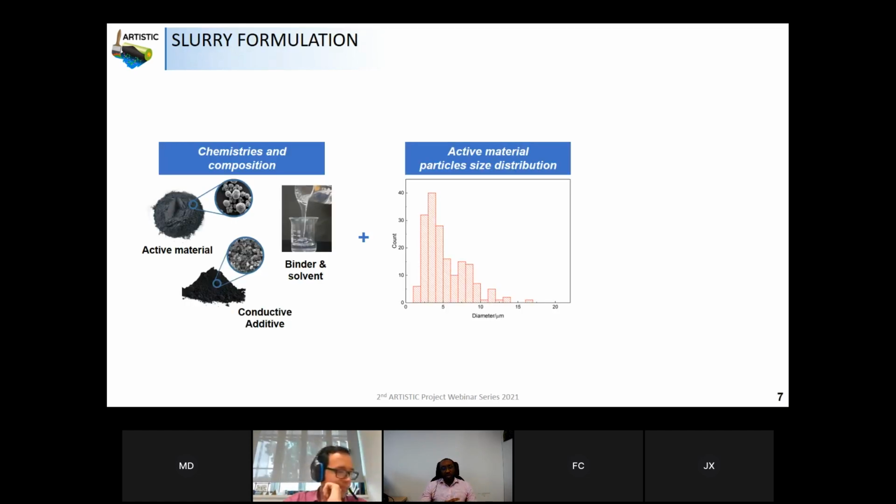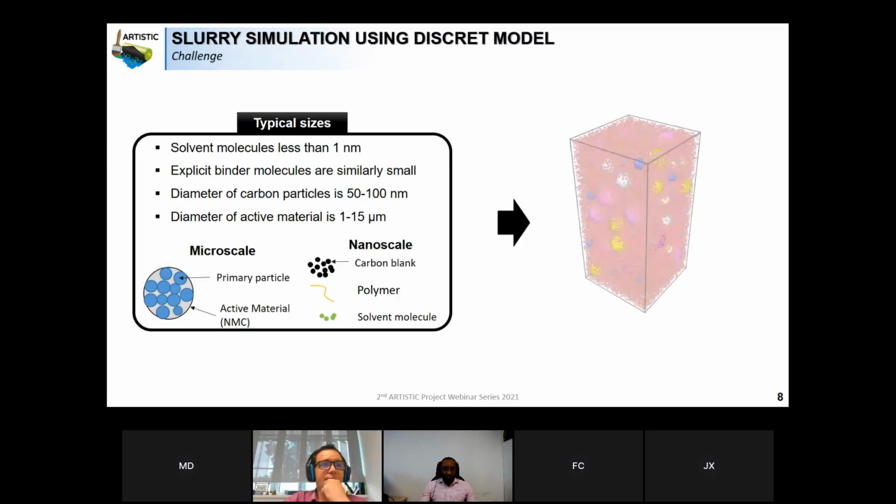For the slurry formulation, from the experimental point of view, we mix carbon or conductive additive, active material, binder, and solvent. We also need a particle size distribution, for example for the active material. This is the information that we need at the beginning of the experiment. Then by mixing all this, we obtain the slurry. The idea is to see how we can model this slurry in our model.